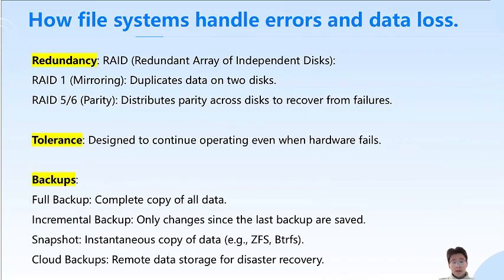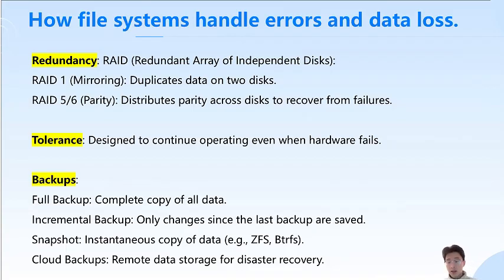And then the next question is how the file system handles errors and data loss. Here you can see three methods. First one is redundancy. As I introduced before, you can see RAID 1 and 5, 6. You can see the duplicated data on two disks or distributed parity across disks to recover from failures. And about fault tolerance, it means designed to continue operating even when hardware fails.